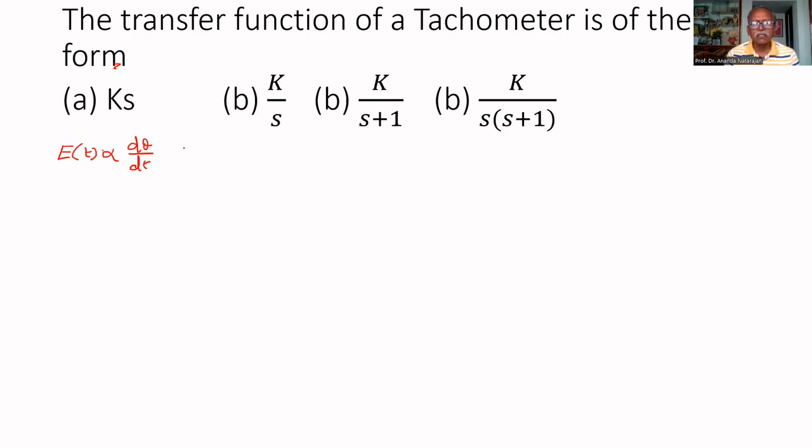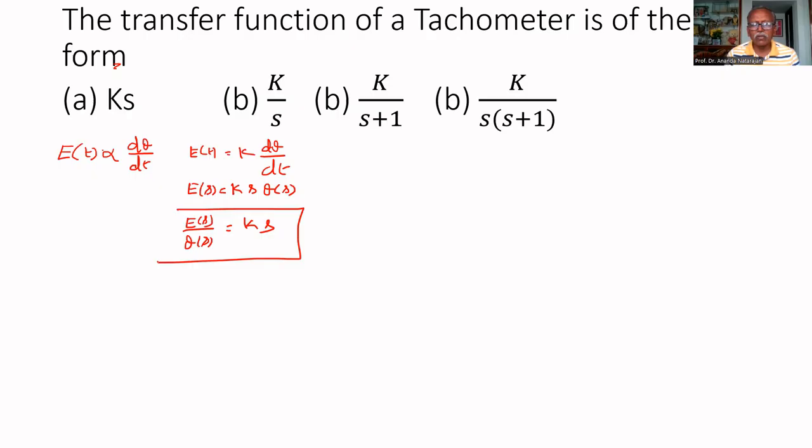velocity. This implies that e of t equals k times d theta by dt. If we take Laplace transform on both sides, we will get E of s equals k s theta of s, assuming zero initial conditions. Therefore, the output by input equals ks. Therefore, the transfer function of a tachometer is of the form ks.